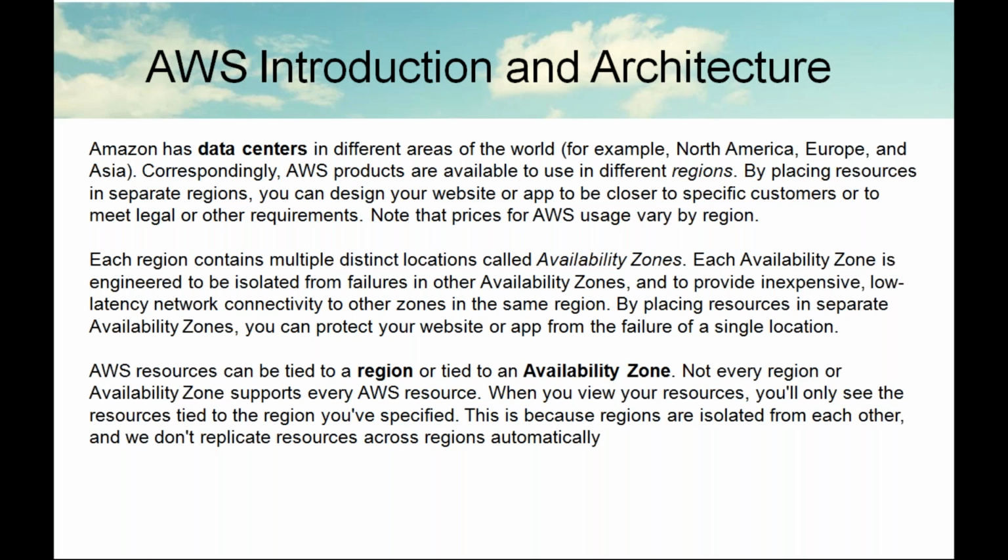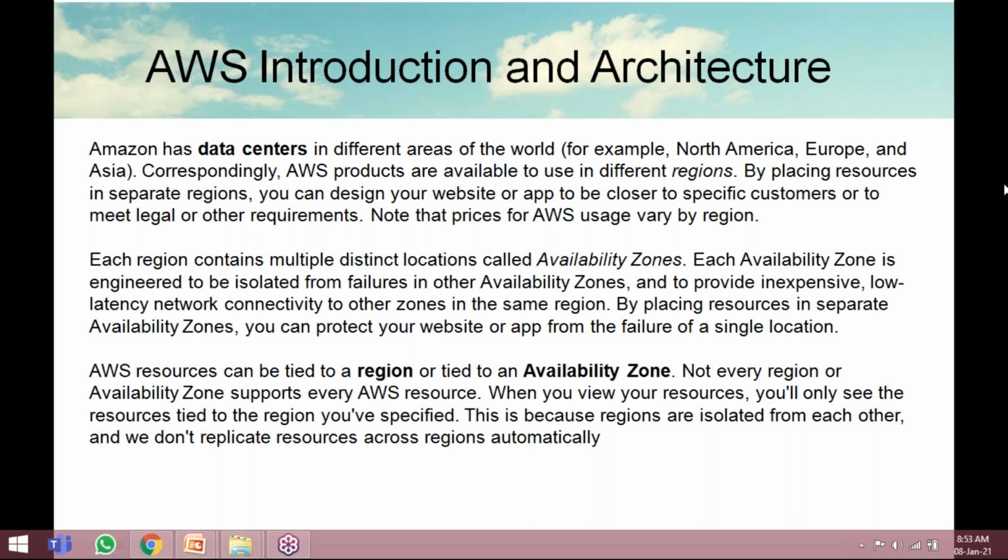Each availability zone is engineered to be isolated from failures in other availability zones. See, for example, the Hyderabad Patancheru data center is down. My servers and my storage are there, but the data center is down. So you can go for the remaining availability zones because your data is replicated to other availability zones. One is down, we can access the data from another availability zone. By placing resources in separate availability zones, you can protect your website or app from the failure of a single location. If one location fails, I can access my website, my application from another location. So I am not keeping my application in the same data center. I can replicate, I can load balance, or I can make high availability across different availability zones.